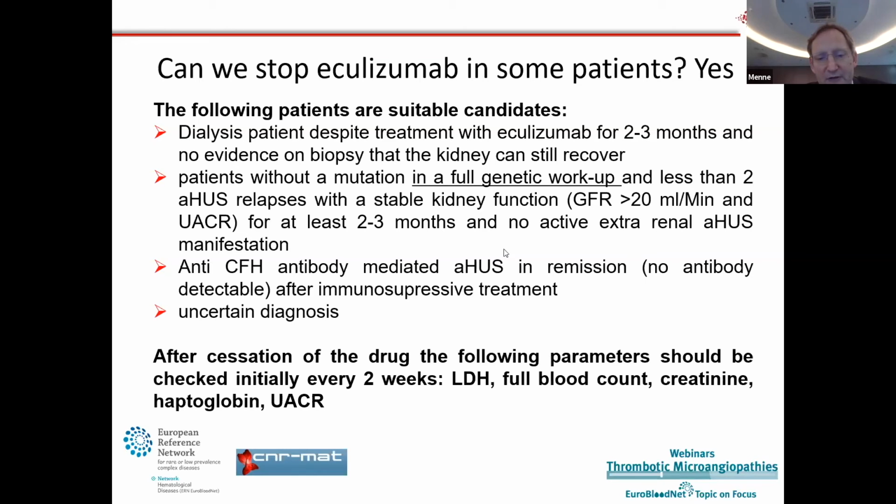What is important if you stop, especially if they have no mutation, it's not so important, but if they have a mild mutation, then you definitely have to monitor. LDH, full blood count, creatinine, haptoglobin, and albumin creatinine ratio. There's some evidence, at least from our own patients, that haptoglobin might be an earlier marker where you might detect it early. There's also something that was interesting in the Blood article. If you measure C5b-9, patients who had elevated C5b-9 when they stopped eculizumab have a higher risk that they will develop a relapse. So this is something also that is possible to do to identify these patients.